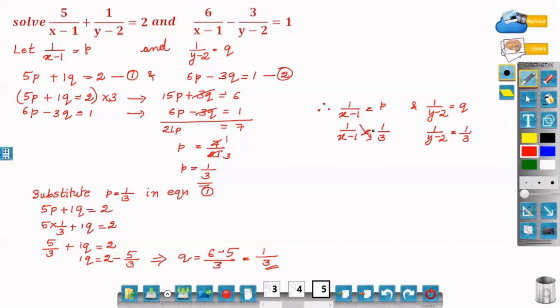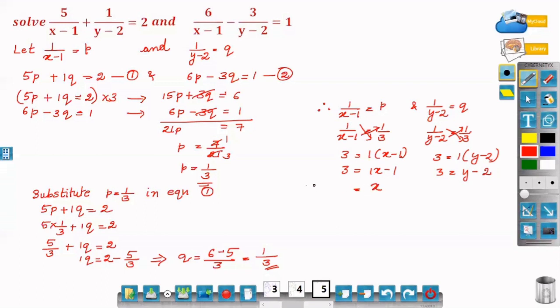Cross multiply now. 1 into 3 is 3, is equal to x minus 1 into 1. 1 into 3 is 3, 1 into y minus 2. So 3 is equal to 1x minus 1, and 3 is equal to 1y minus 2.